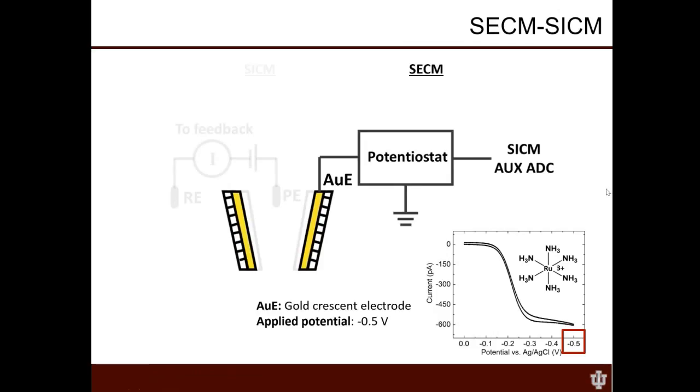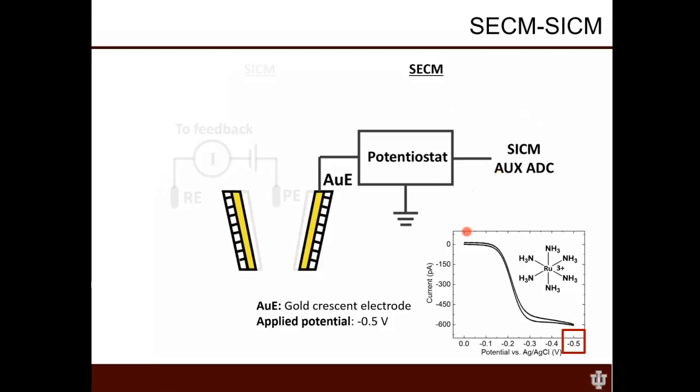Now the other thing that we do is we hook up to that gold electrode on the outside. We hook up the SECM portion. So we have a potentiostat then, and we only need a 2-electrode potentiostat here. We need a working electrode that's this gold layer on the pipette, referenced to a ground, and that then goes into the auxiliary analog to digital converter on the SICM control electronics.